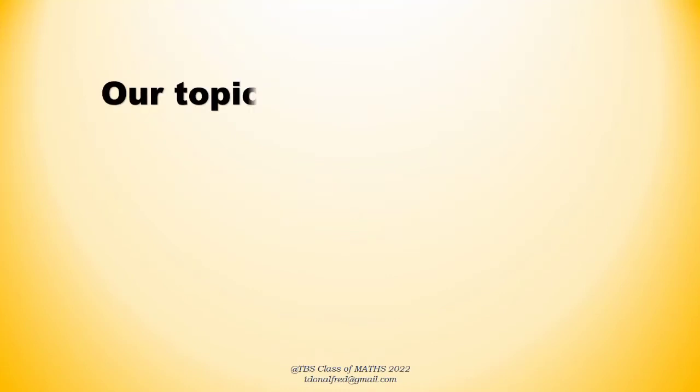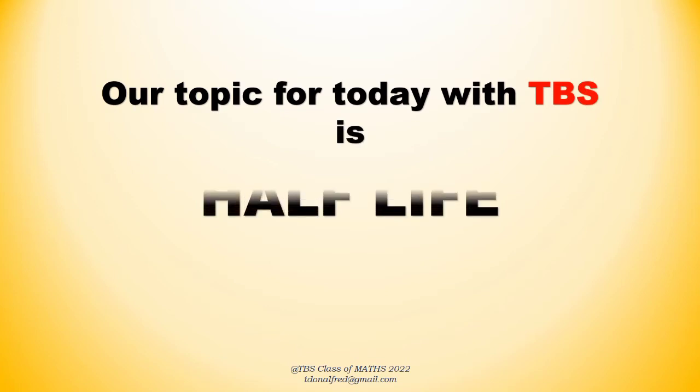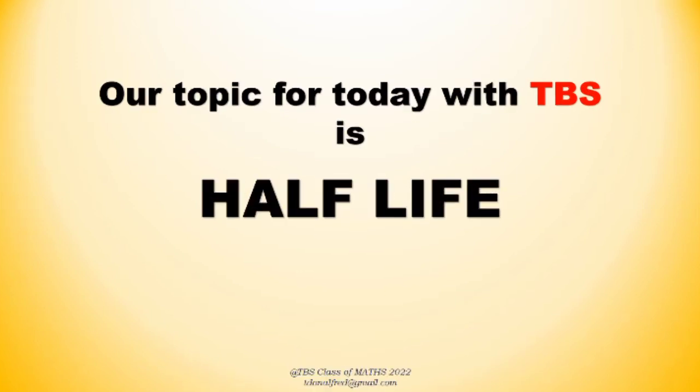Alright, our topic for today is going to be half-life. Before we go to the definition, I would like to take you through some background. With a radioactive nuclide, it is impossible to know exactly when one atom will decay, because it happens at random. But when we have a large enough number of atoms, then decay will happen.